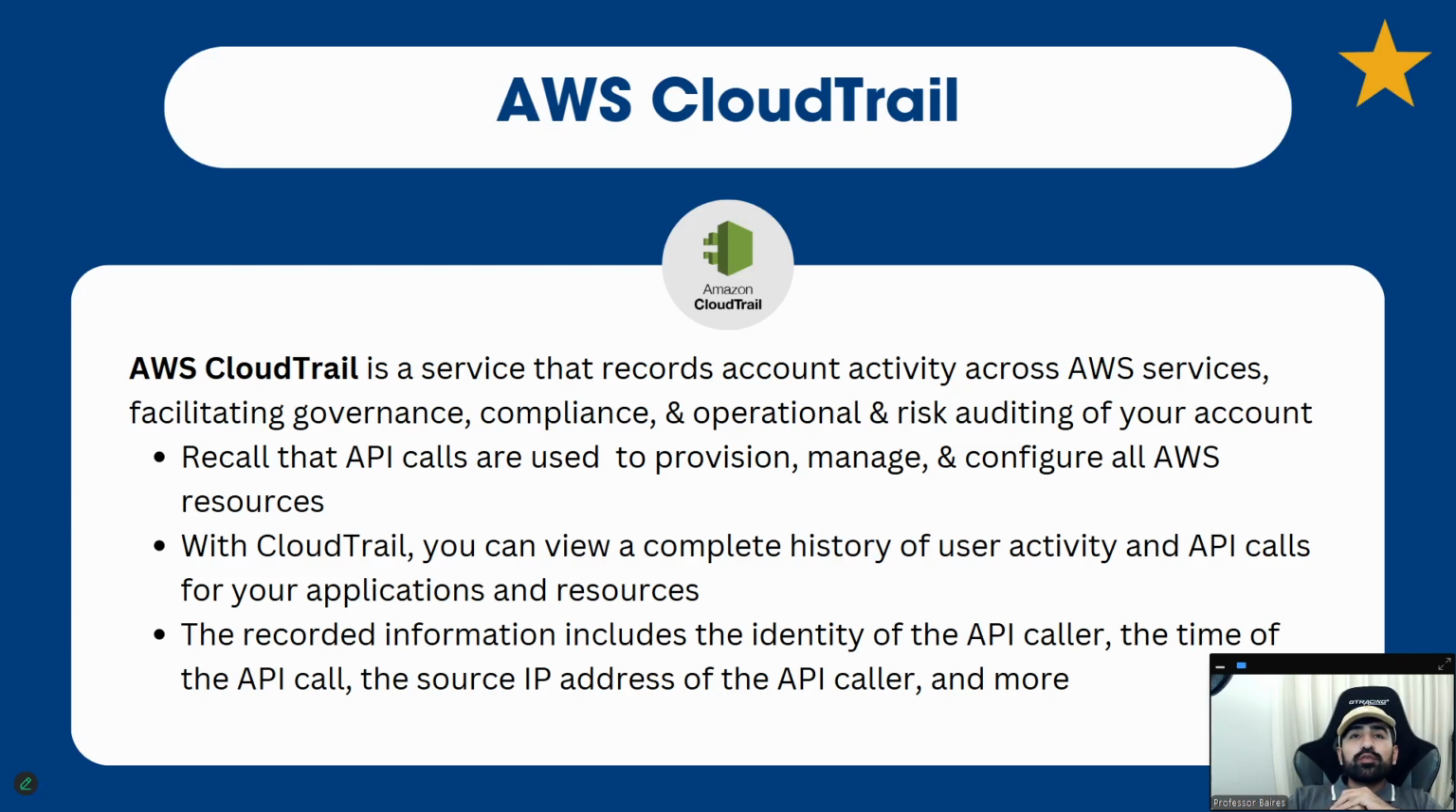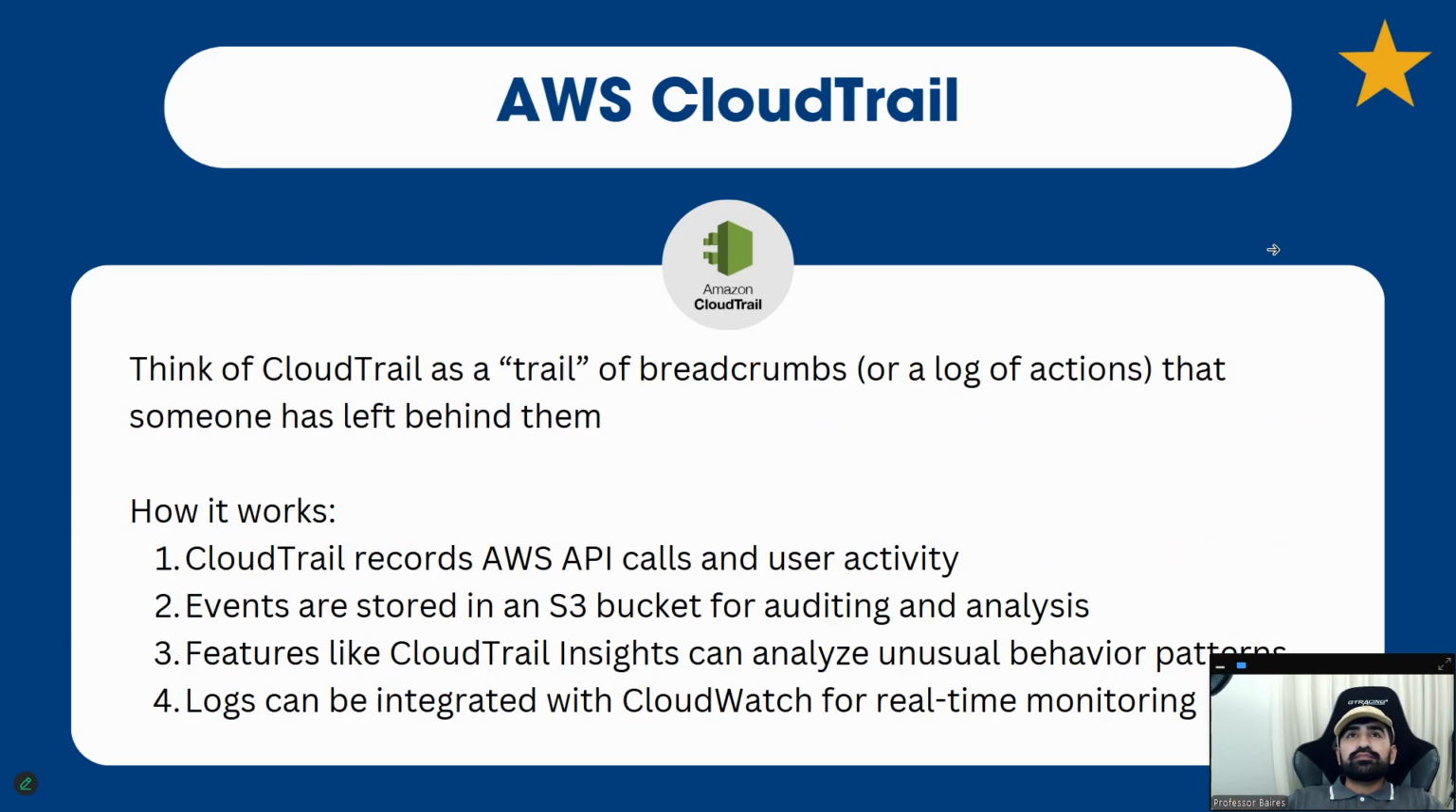So this recorded information will have anything from the identity, the user who actually made that API call, who clicked on one of those dashboard buttons, the time that they did it, and even their IP address, which can be extremely useful when it comes down to security. You don't want any unknown entities actually using your cloud services. So think of CloudTrail as a trail of breadcrumbs or a log of actions that someone has left behind.